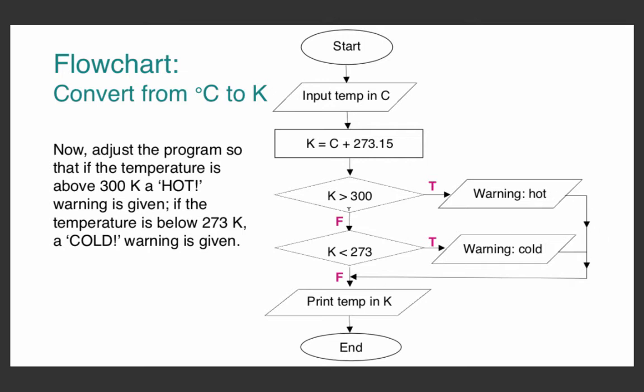But if this is false, then I go to this decision. Is K less than 273? If it is, warning cold, then I follow these arrows down here. But if both of these are false, I just end up here. So after this, I will end up here in either case. Then I print the temperature in Kelvin, then I end.